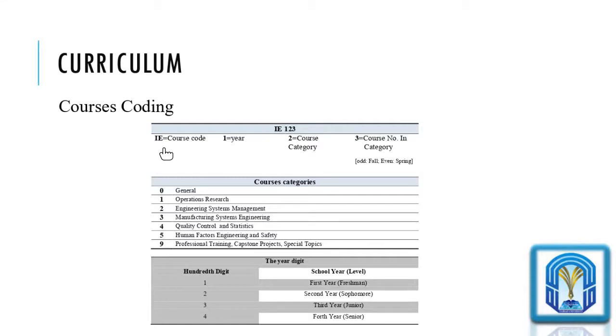The code for every course contains 3 digits: 1, 2, and 3, the hundreds, tenth, and ones digit. The first digit stands for the year, and then the 10th digit stands for the discipline or the area of study in industrial engineering. And the ones digit is either fall semester or spring semester, odd or even, meaning first term or second term.